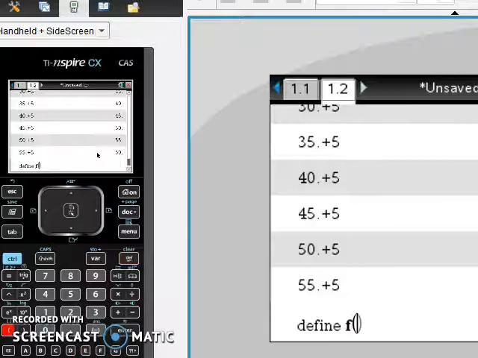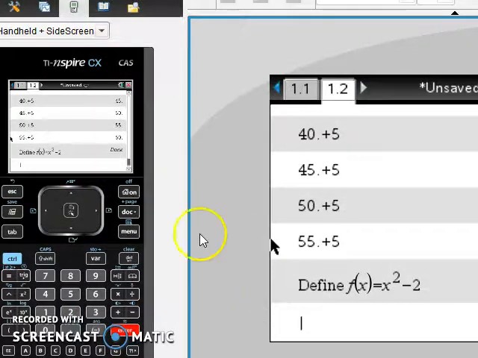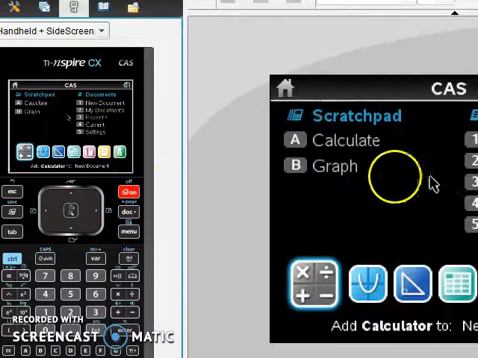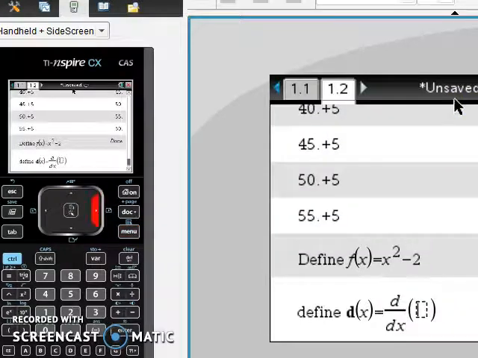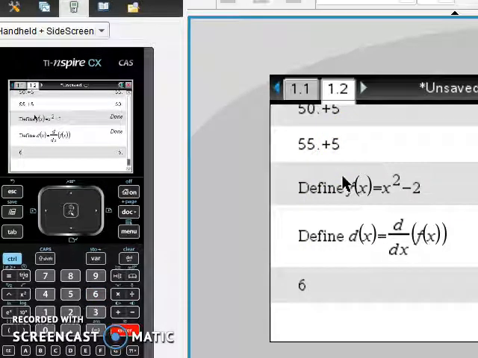Alright, so if I define my function to be x squared minus 2, then I can find the derivative of this. Yep, and I can define the derivative of this. So define the derivative to be: menu, calculus, derivative of f of x. Now this is just the process. This is how you put it in your calculator. So what was my initial starting point, or my initial guess, when I went through that example? It was x is 6, wasn't it? So 6 is my starting guess. I'm going to use that.